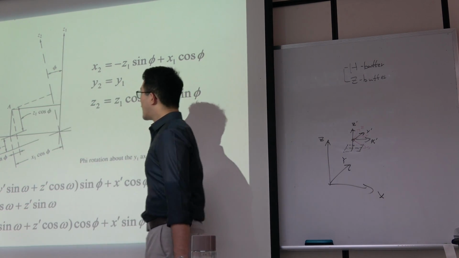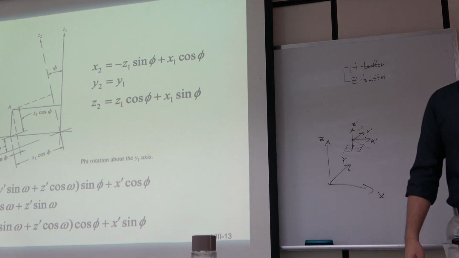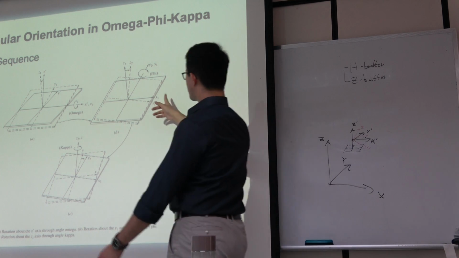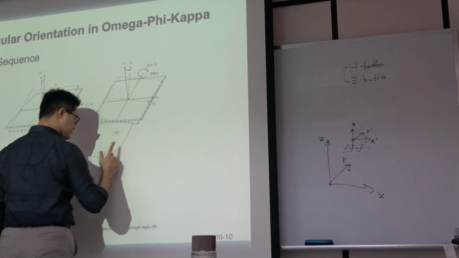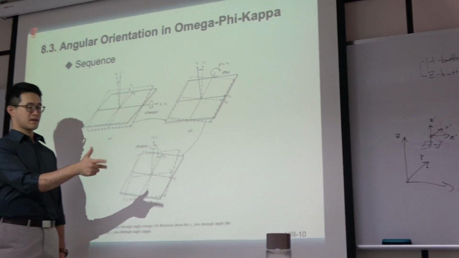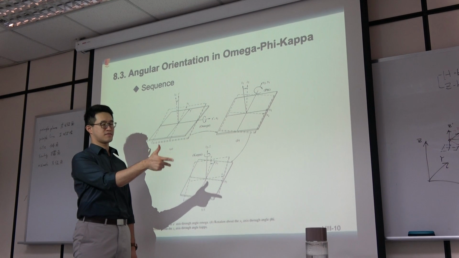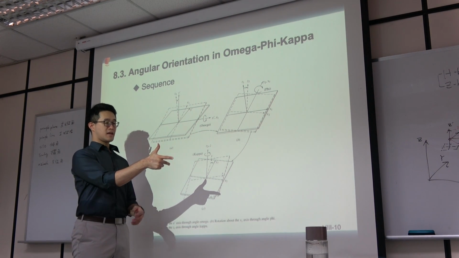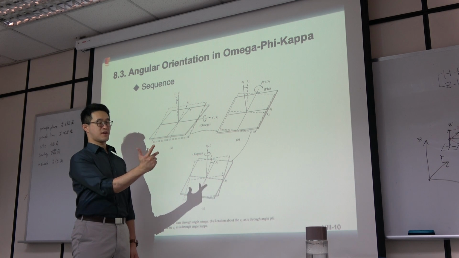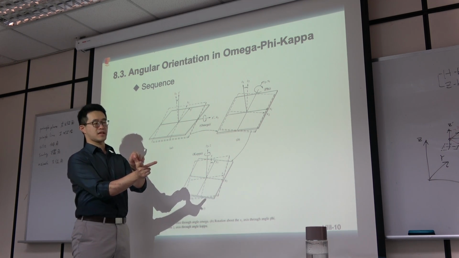Okay. And then the final one is the kappa. So let me go back to here. So in this case, first you rotate the omega. Right now, first of all, x1, y1, z1 is the vertical photo coordinate system, and you can rotate the omega, so it becomes like this, and rotate the phi like this, and finally we will rotate the kappa, so it will be like this.